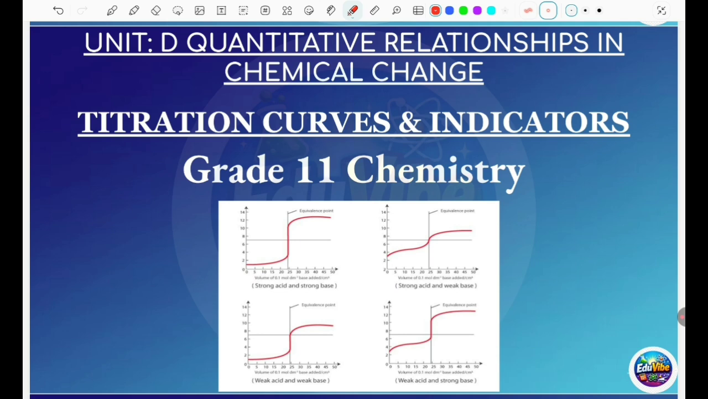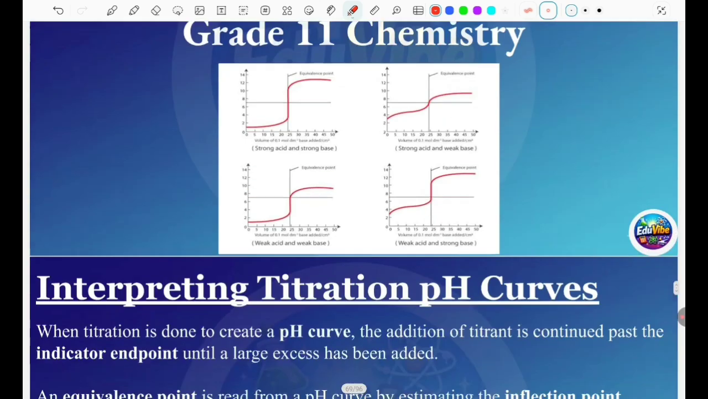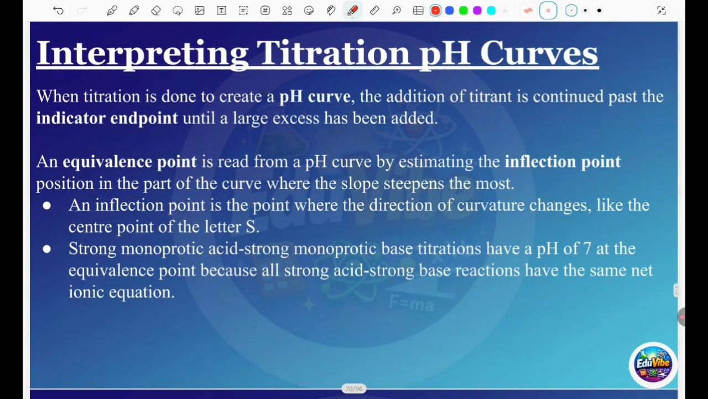In this topic, we just focus on the curves. Curves means we focus on the graphs, the graphs which look like this in titration. There are different types of graphs, and we do more graphs in grade 12 chemistry. For this, we have to learn how to interpret the titration: when we have a graph, how can we come to know which is the titrant and which is the unknown sample?